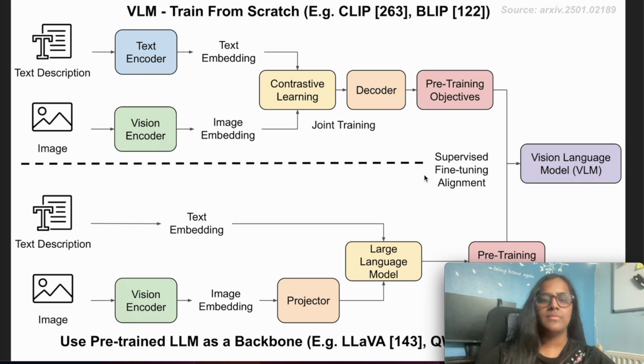So let's discuss multimodal fusion. Multimodal fusion is the mechanism by which visual and text representations are combined. It's essential to VLM capabilities. Research classifies major fusion strategies into three categories.